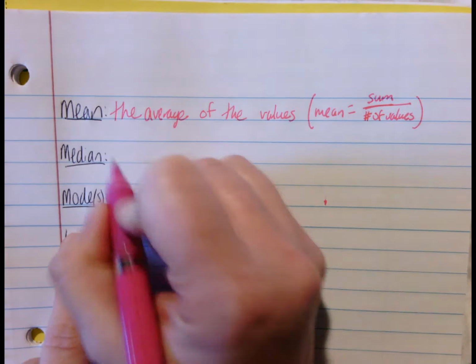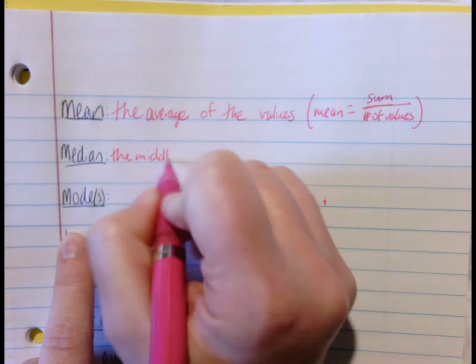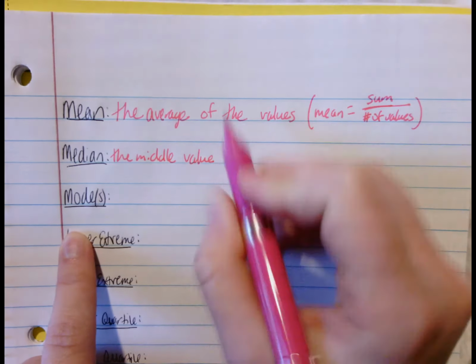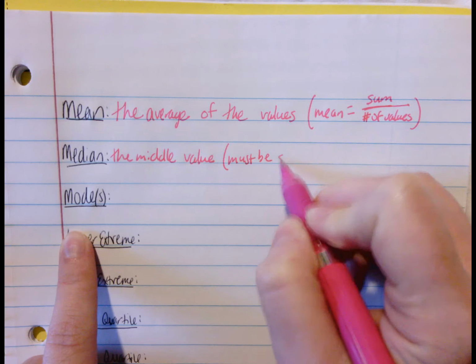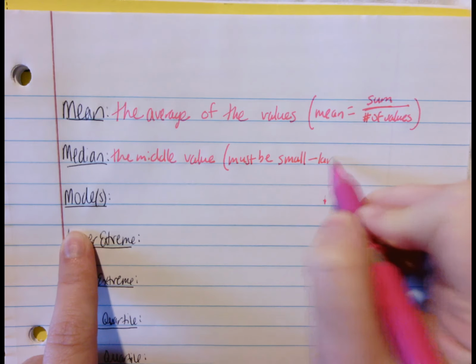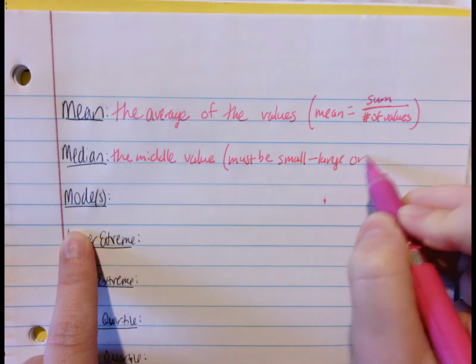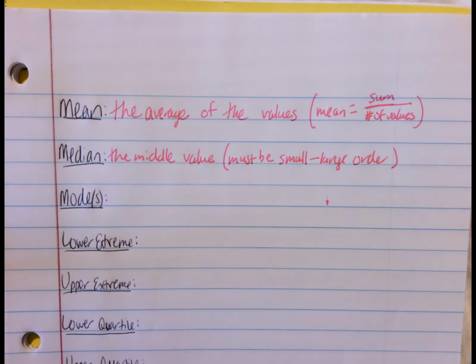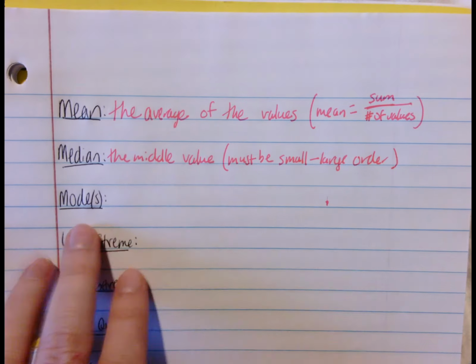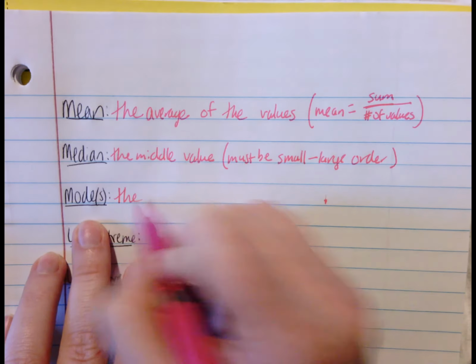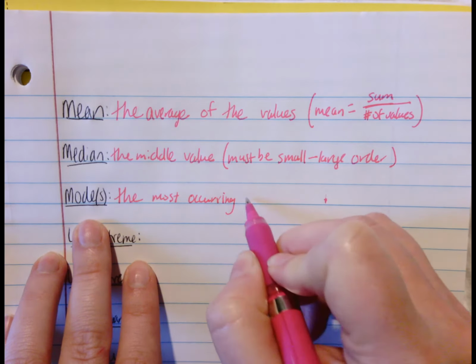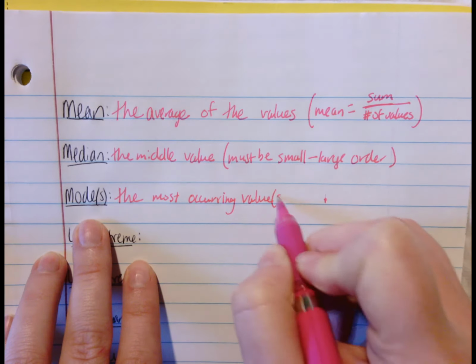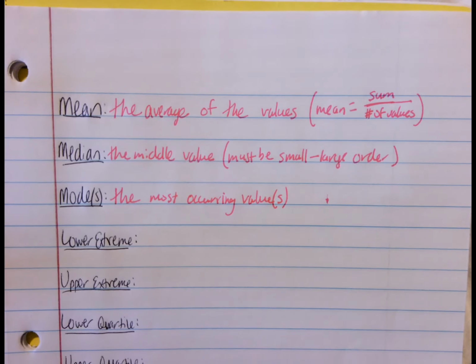Remember that median is the middle value, okay? And it has to be when your values are written in smallest to largest order, okay? So it's the middle value. You have to rewrite everything smallest to largest. Okay, then we go to mode. Mode is the most occurring. Okay, if there's more than one, then there would be more than one mode, but it's the one that we see that most often occurs.